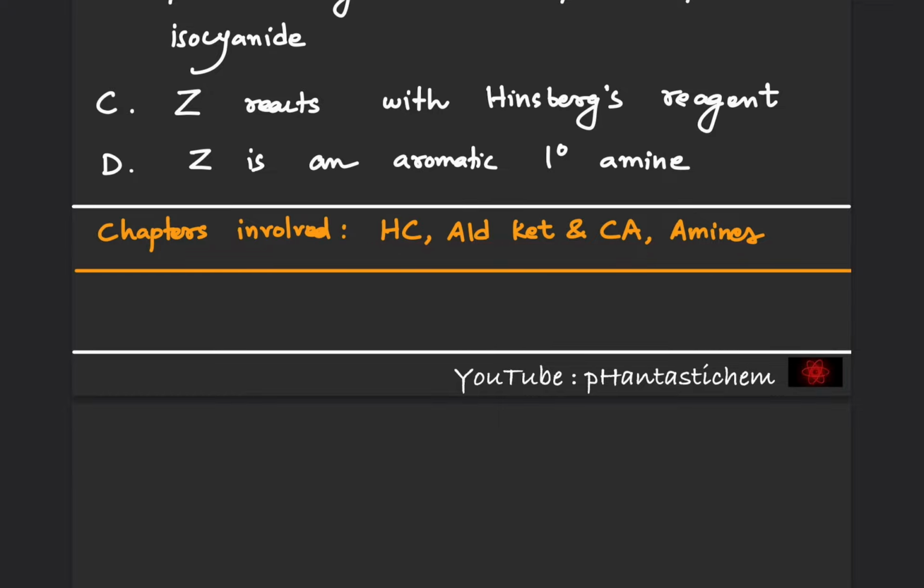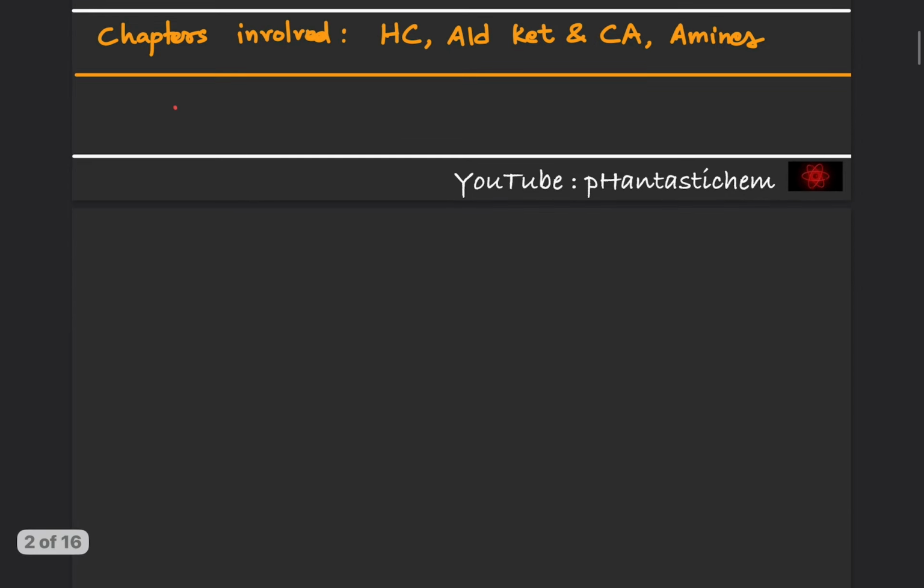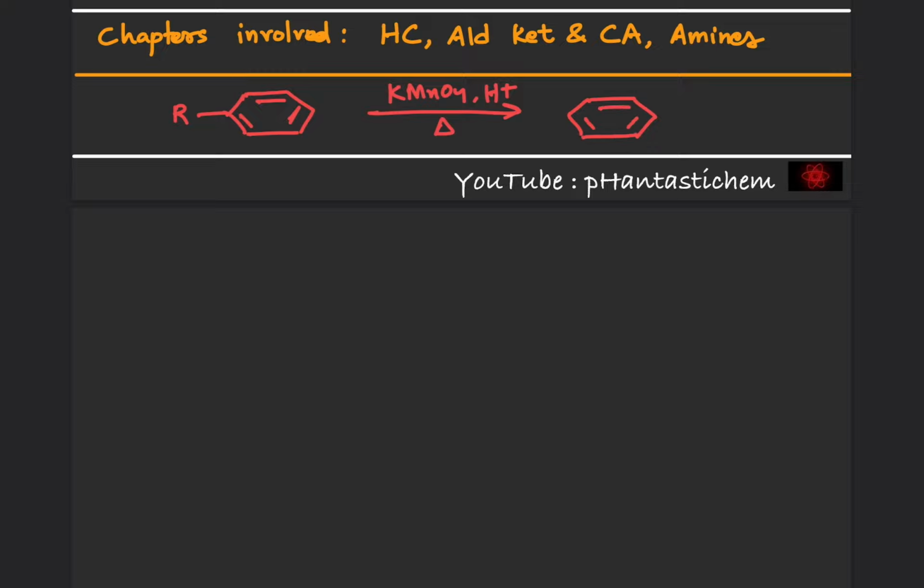Okay, so to start with, alkyl benzenes, that is benzene ring attached to an alkyl group, I'm talking about these guys. So you can see R is an alkyl group which is attached to the benzene ring. Whenever they are treated with potassium permanganate, it results in oxidation to give benzoic acid. Okay, so whenever we treat them with KMnO4 in acidic conditions and heat, ultimately we get COOH.